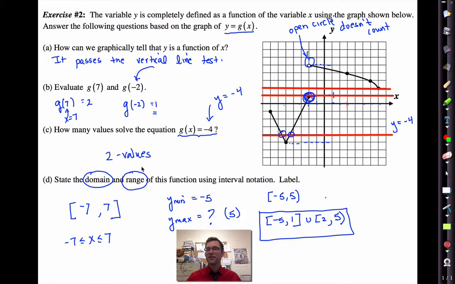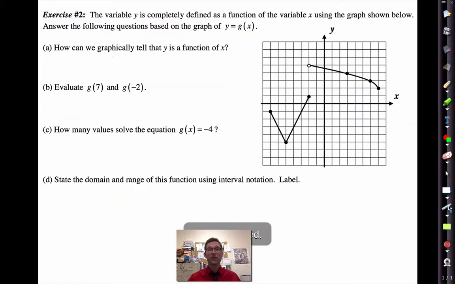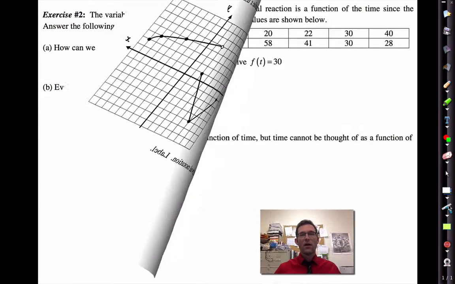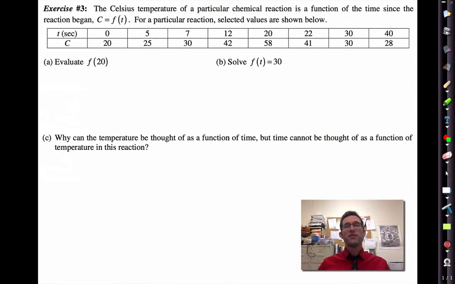All right, I'm clearing out the text. Let's take a look at one involving a table. You're going to have to be able to deal with all different representations: the equation, the graph, and the table. Each has its own benefits. Each has its own detriments. The beautiful thing about an equation is you can really get everything from it. But it's hard to get stuff from it. You have to do calculation, you have to do solving, etc.